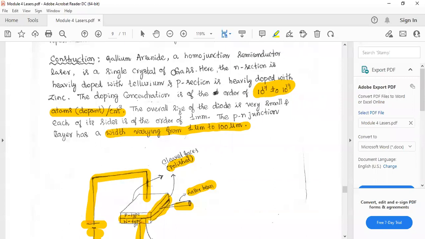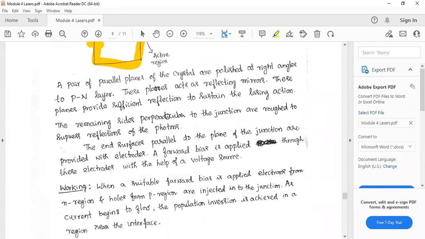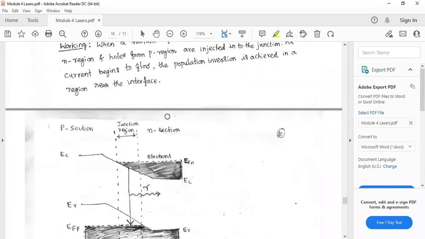The p-type and n-type materials are made of gallium arsenide. The n section is made by heavily doped tellurium atoms, and the p-type material is made with heavily doped zinc. That's it. This is the construction part, and the working part is like this.